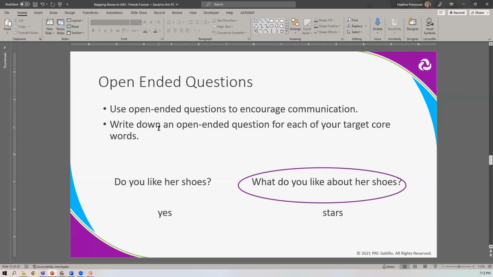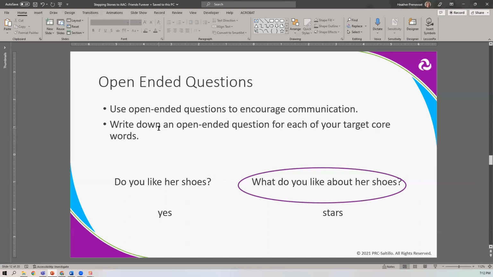The other nice thing is it's not just yes, no. It's very natural for us to go into asking those yes, no questions. Even after all these years, Courtney and I catch ourselves and go, oh, there we go again. But look at the screen: if I just say, do you like her shoes? The choices for your AAC user are yes or no. Where do you go from there?